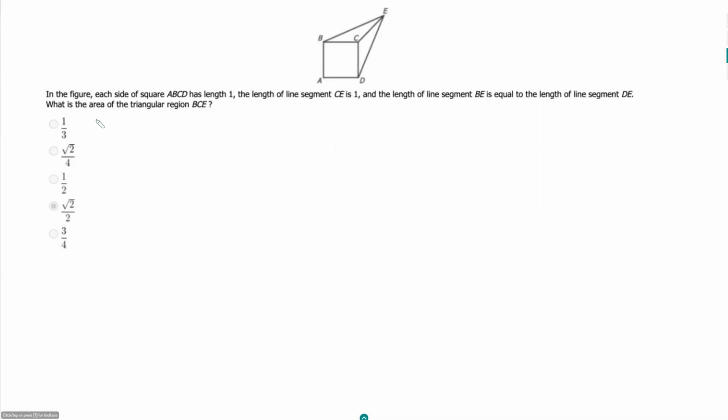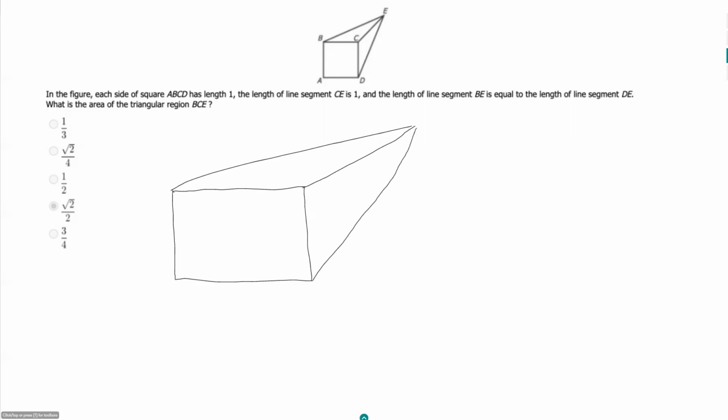So this question looks like it's going to be hard. The first step, though, is just drawing a good diagram, and then also labeling it well. So what do I know?